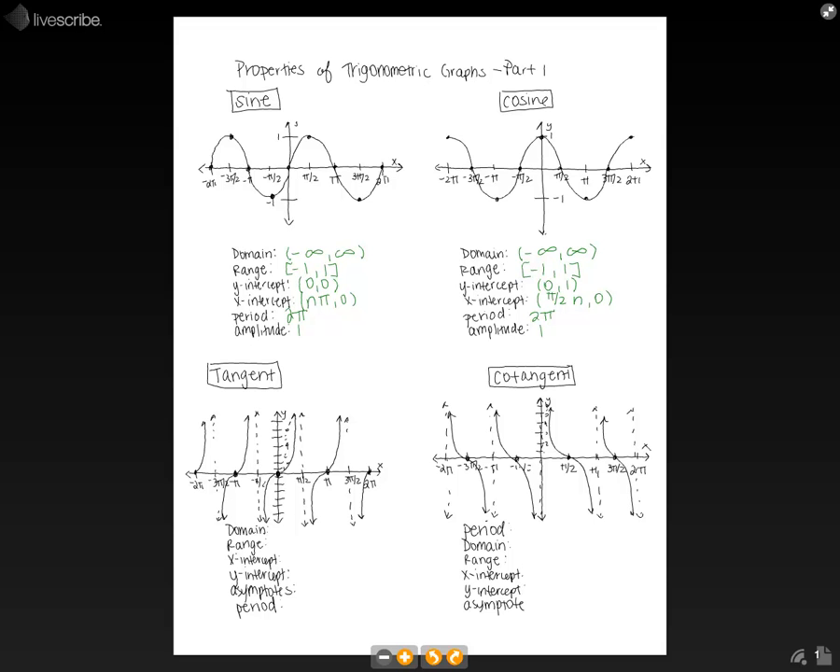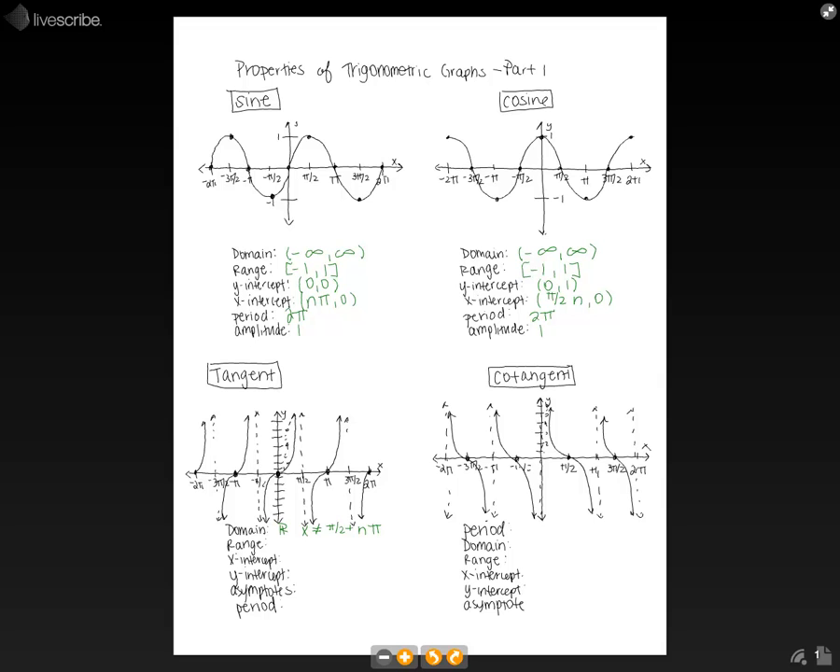So let's look at our tangent graph. As we can see, the domain is not all real numbers because not all of the x values are possible because we have these asymptotes. So we write it as all real numbers except for x cannot equal pi over 2 plus n times pi. So this means x cannot equal pi over 2 plus all multiples of pi. So that would be pi over 2, 3 pi over 2, etc.